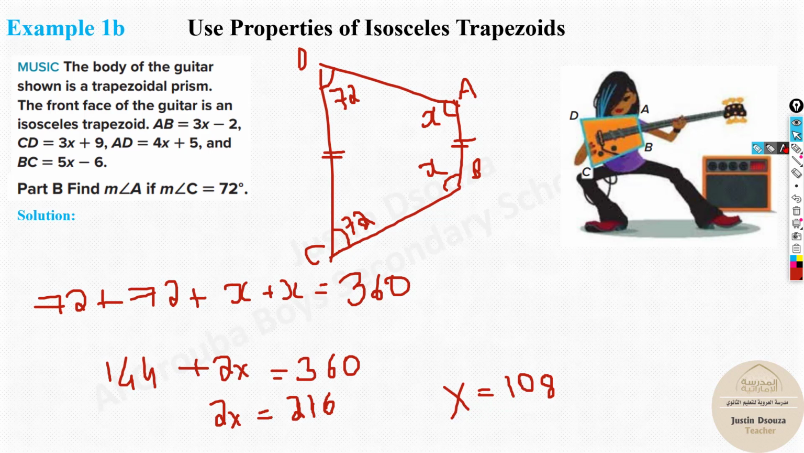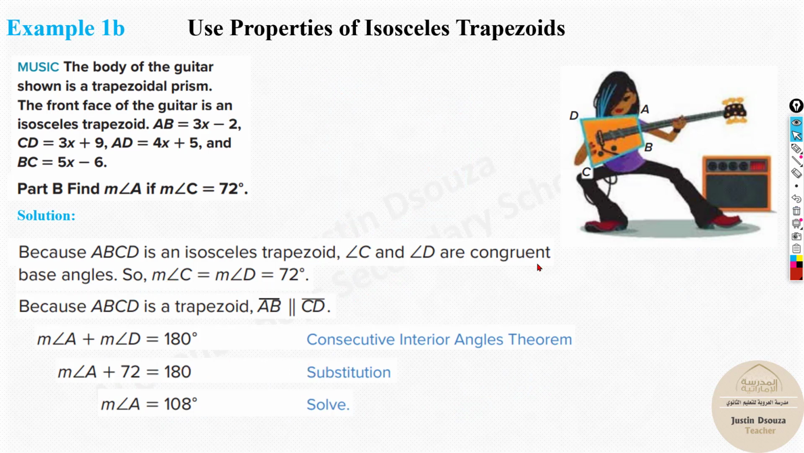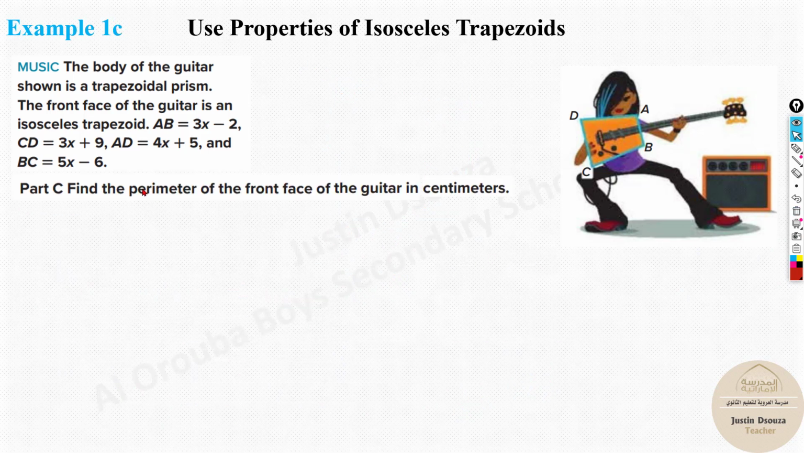So this is the answer. It's 108 degrees. Okay, that would be the answer. Now then, let's go to the next part C. They're asking the perimeter. What is the perimeter?